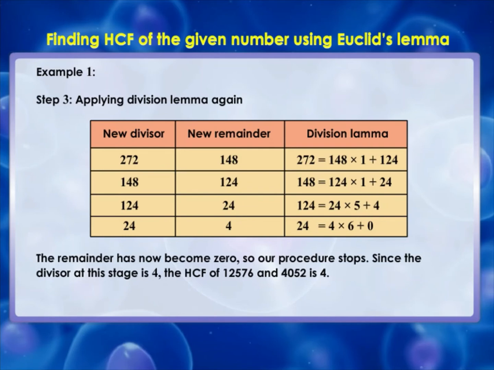The remainder has now become 0, so our procedure stops. Since the divisor at this stage is 4, the HCF of 12,576 and 4,052 is 4.